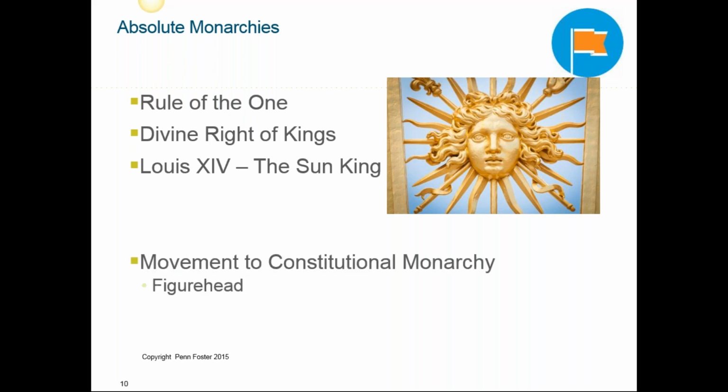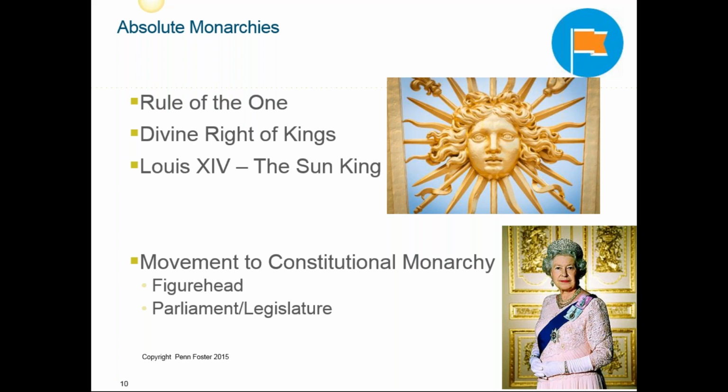In modern times, over the last 200, 300 years, we've been moving away from absolute monarchies and moving more towards constitutional monarchies, in which the king or queen is no longer the single ruler of society, but is more of a figurehead. And the best example of that is really the United Kingdom. Queen Elizabeth is simply a figurehead. She is not making rules. She is not saying policy. She is the figurehead of the English government and English society. In England, it's really the Parliament as a legislature. It is their authority that runs the government, that runs England.